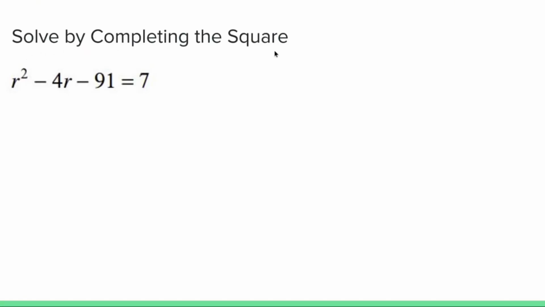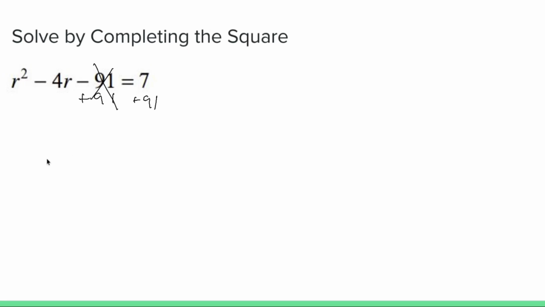Solve by completing the square. Now, in order to do completing the square, the first thing you need to do is make sure that everything that is a squared or a regular variable is on the left and everything that's not is on the right. So I have to get rid of this negative 91 by adding 91 to both sides.